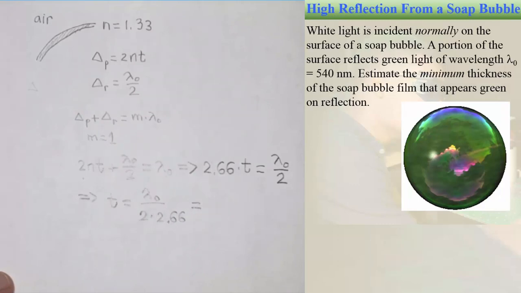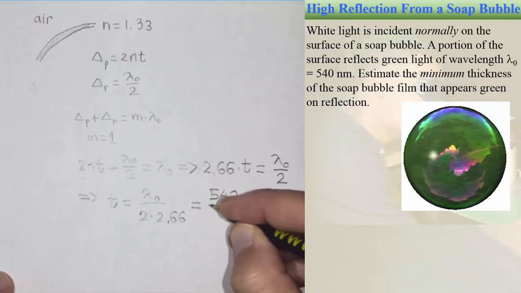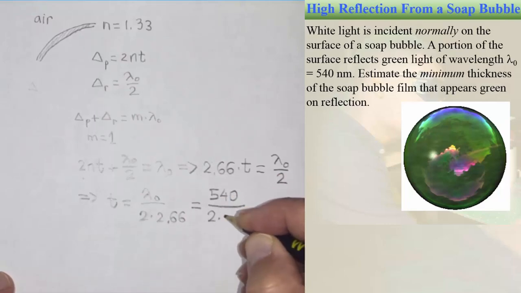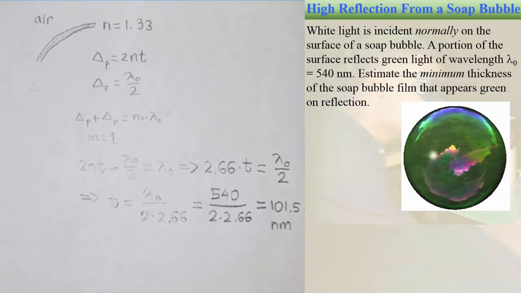And then we can further substitute for the lambda 0, it's 540 nanometers over 2 times 2.66. And if we do this math, we get 101.5 nanometers. So once more, we have determined the thickness of the soap bubble that is going to create a high reflection at a specific wavelength of the green light.